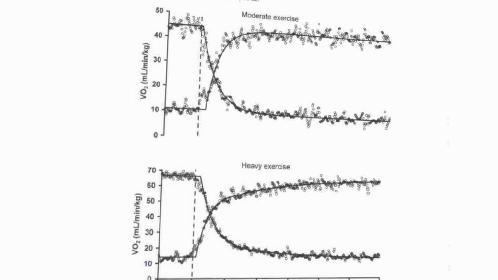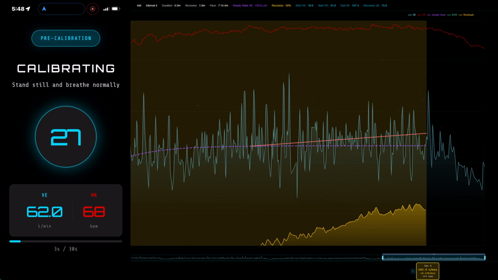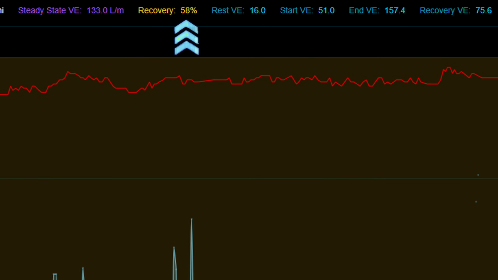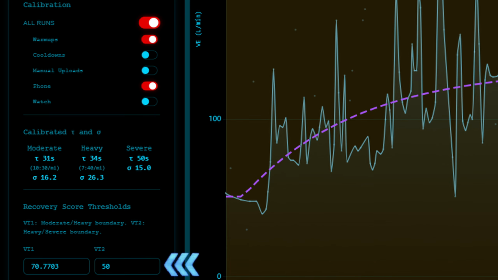In essence, the recovery score calculates how far your breathing drops during the first 60 seconds of rest compared to your baseline breathing rate, which is taken prior to the session. So in this case, after this last interval, I recovered 58% of my baseline breathing, which is above the 50% recovery threshold that you would expect to see if I was in the severe domain.